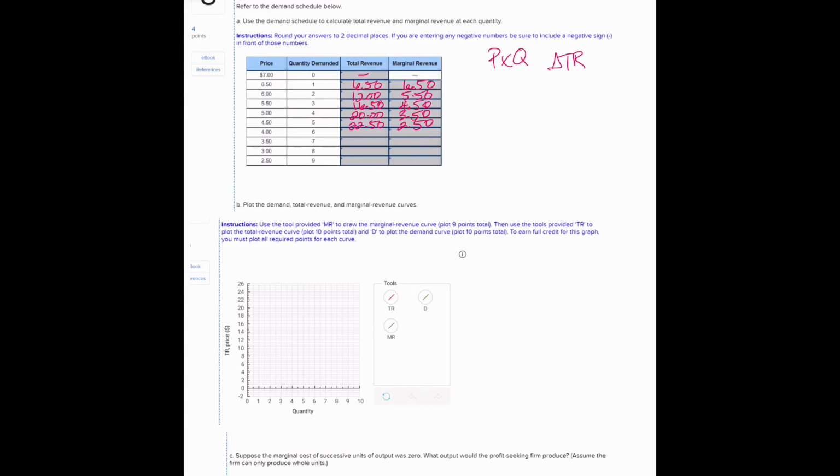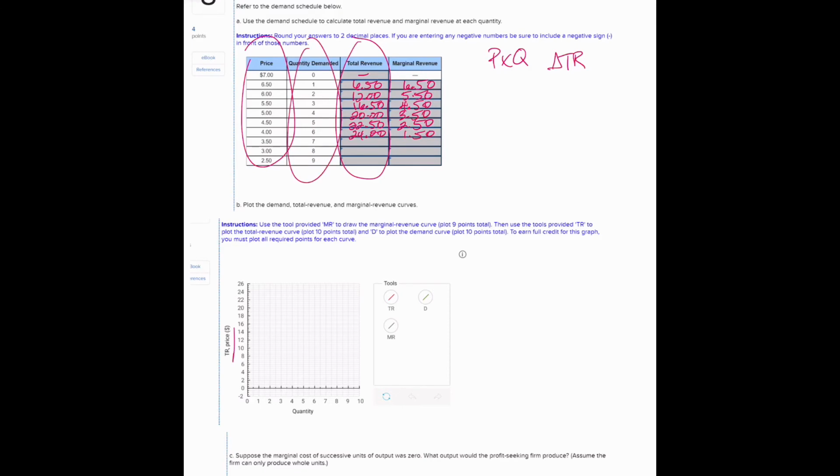Plot the demand, total revenue, and marginal revenue curves. So I can take a minute here and put in the rest of these values super quick. $24, but I think you get the idea. I'm hoping that you'll be okay just putting this data into the graph. So it says plot total revenue curve. So you're going to take the information here, and price goes on the vertical axis. So total revenue and price are measured here, and it's going to be related to the quantity.